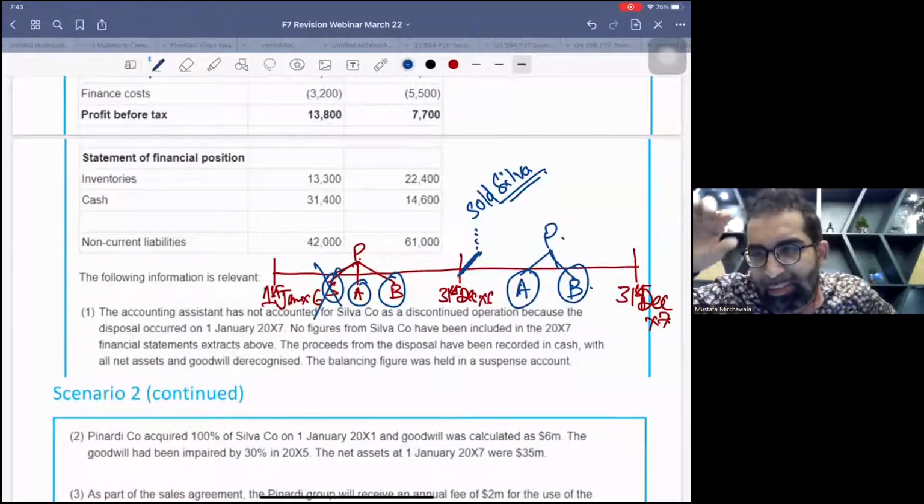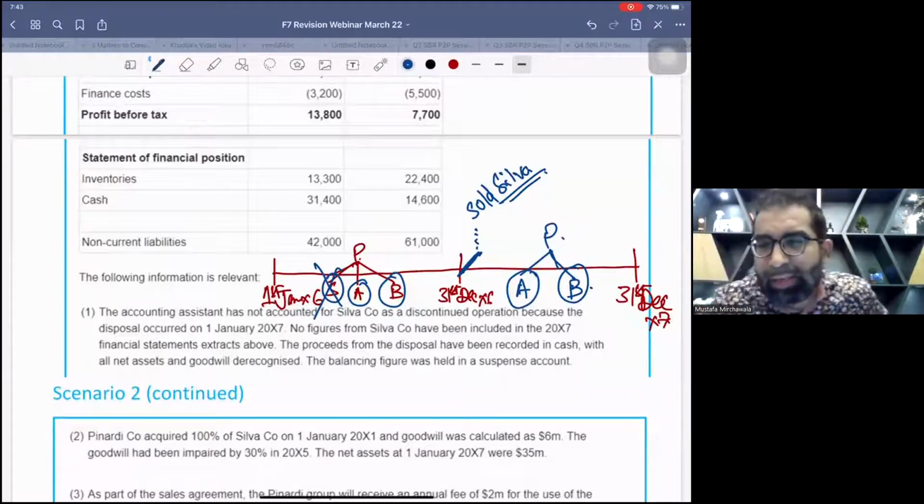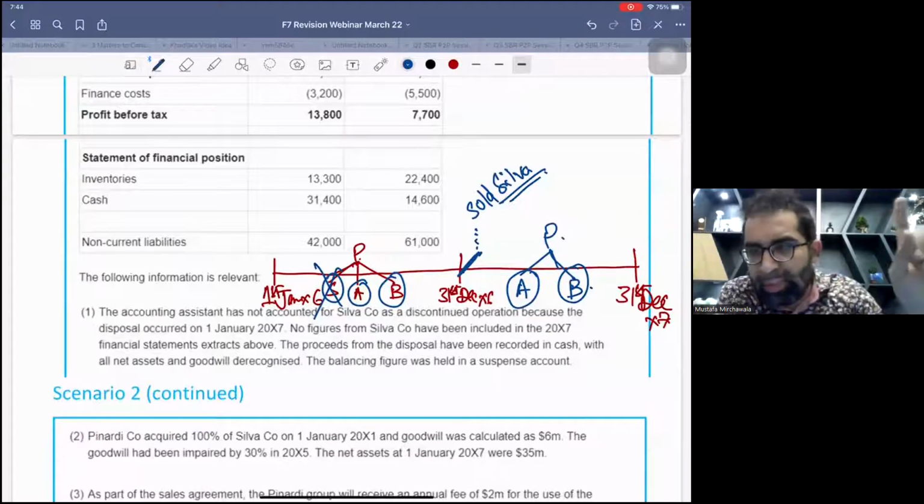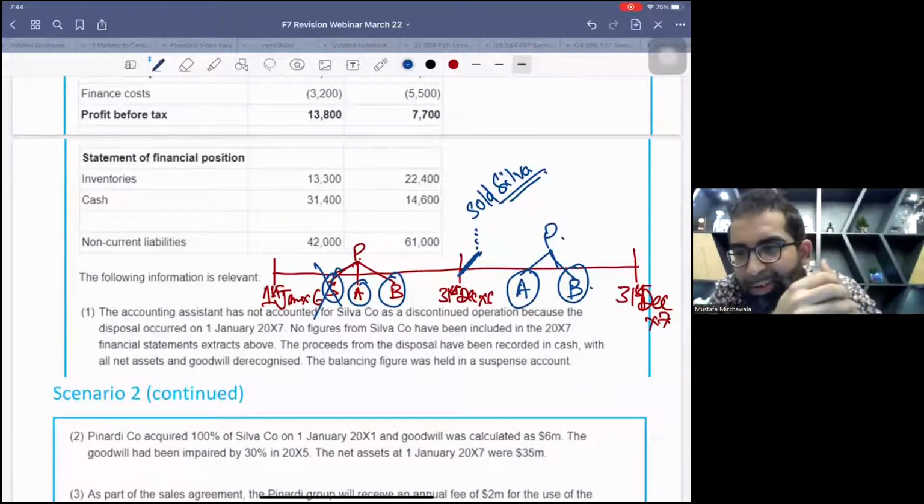This S means Silva's revenue from the last year. Then if we compare, we can see the true performance of A and B. I repeat, last year it was S, A and B, Silva plus A and B. A and B are imaginary names. And this year, only A and B. So this comparison is not like with like.